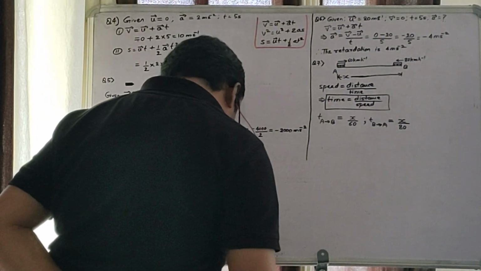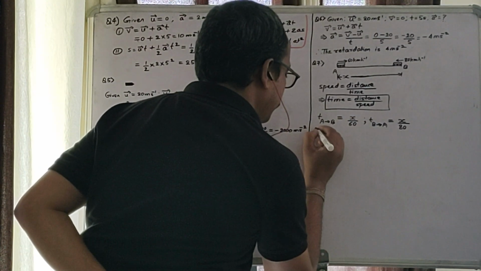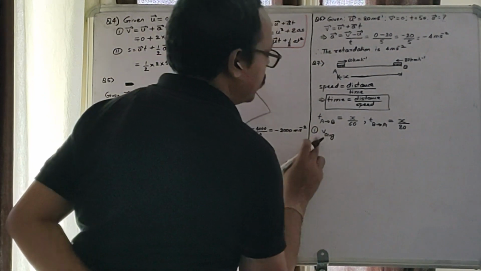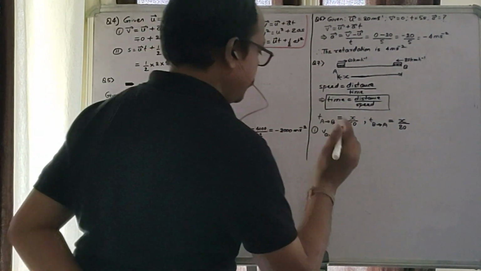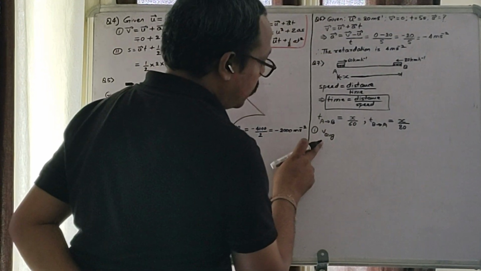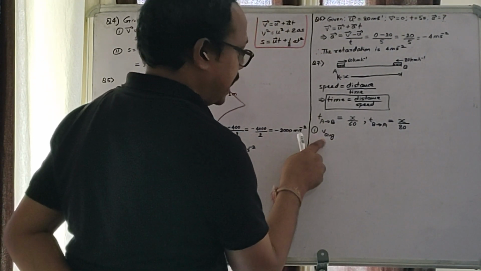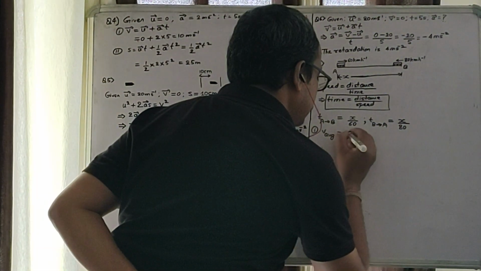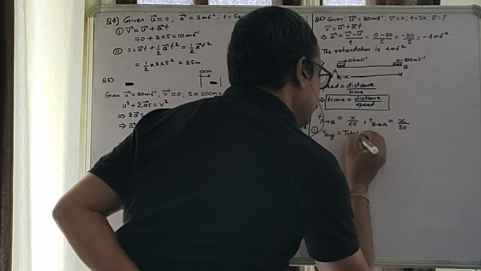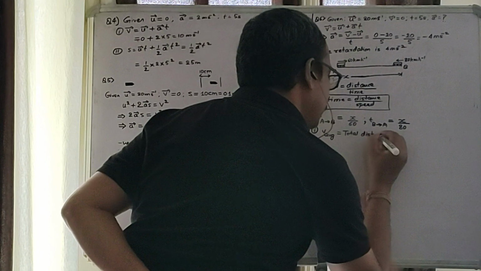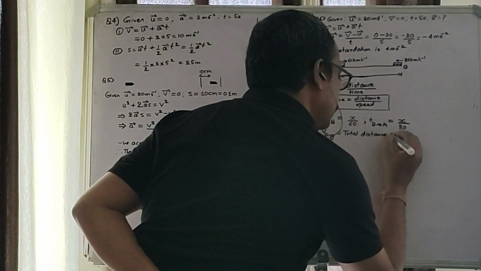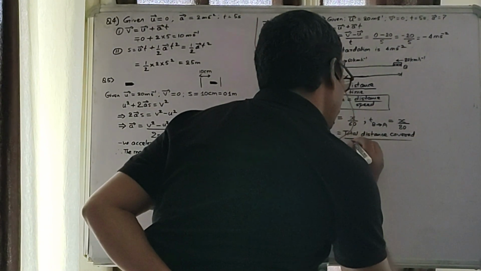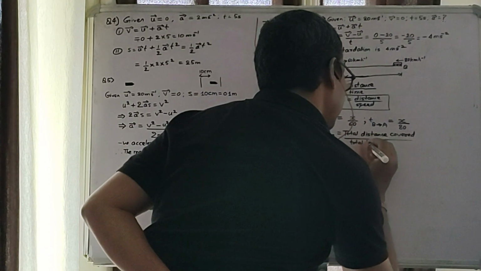So what are we required to find out? Average speed. I am not putting any vector sign over V, so it denotes average speed, and I have also written AVG. That means it denotes average speed. Average speed is total distance covered by total time taken.